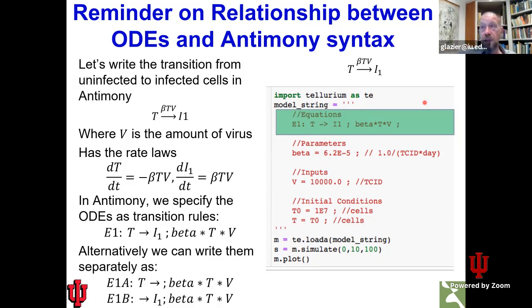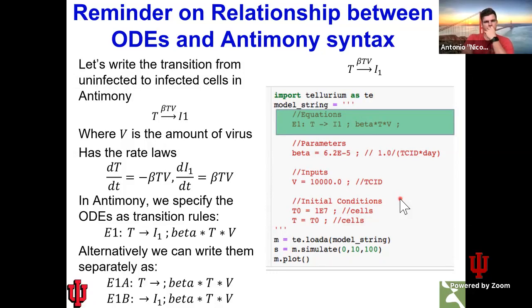If you're used to writing ODEs the way you would in MATLAB, it takes a little bit of getting used to. You can, in fact, write everything as an ODE. If I wrote nothing goes to T at rate minus beta TV, and nothing goes to I1 at rate beta TV, that would exactly replicate my ODEs. So I can write ODEs with this, but it's designed to do mass balance and mass transformation. And it may take a little bit of getting used to for that. But in the end, it winds up being pretty convenient to do it this way.